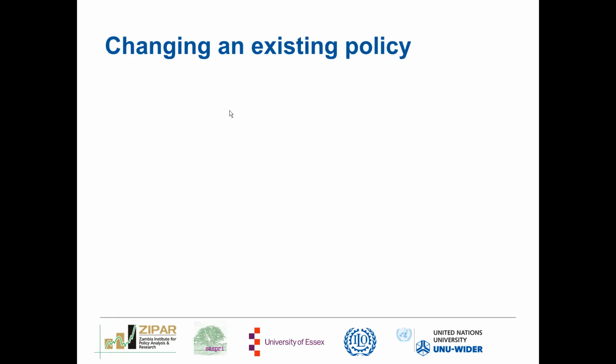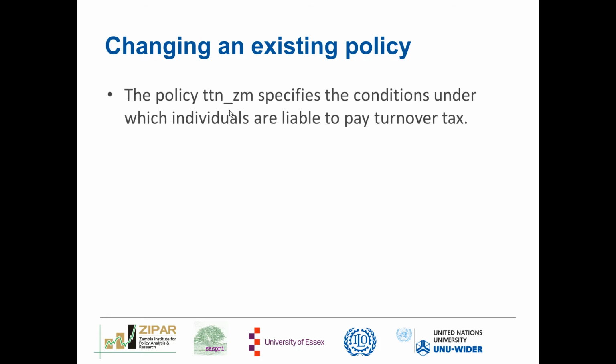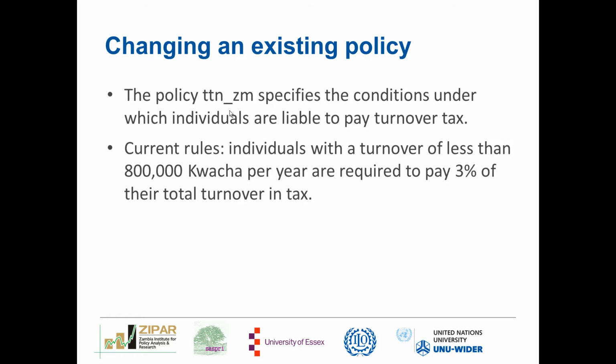So now we're going to look at an example of changing an existing policy, and it'll be a fairly simple example using the turnover tax policy. The policy TTN_ZM specifies the conditions under which individuals are liable to pay turnover tax. The current rules state that individuals with a turnover of less than 800,000 kwacha per year are required to pay 3% of their total turnover in tax. So those are our current rules.